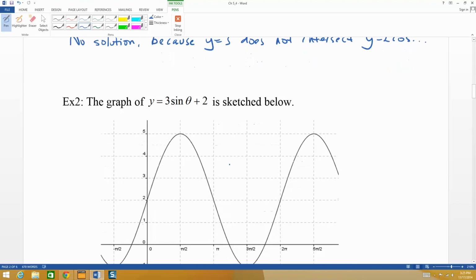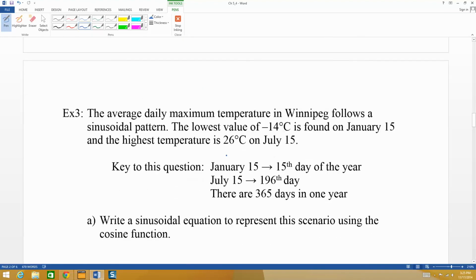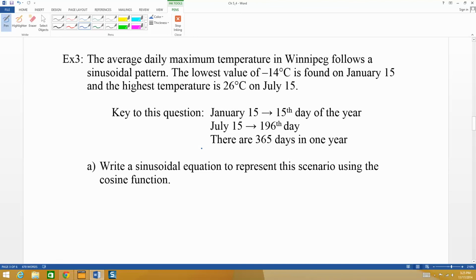I'm going to skip example number 2 right now, but I may refer to it, I'm not sure. But I really want to get to example number 3 because this is the important stuff. This is the application to things that are happening in real life. So this is an example from Winnipeg, and they say here the average daily maximum temperature in Winnipeg follows a sinusoidal pattern.